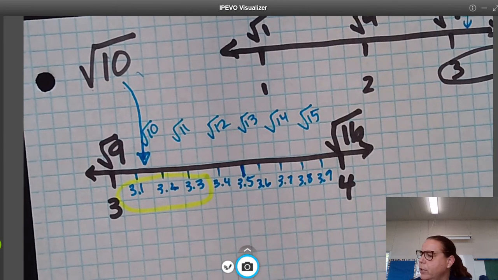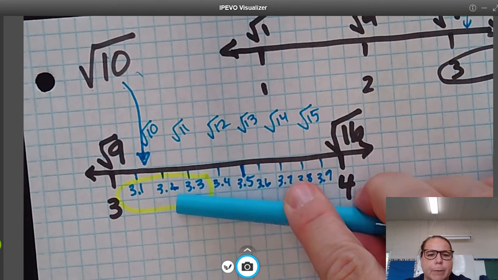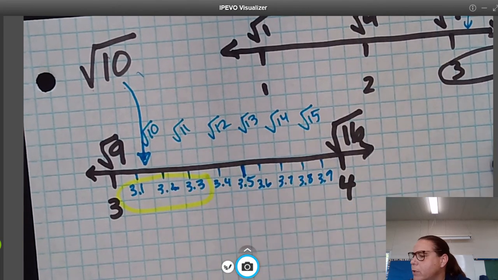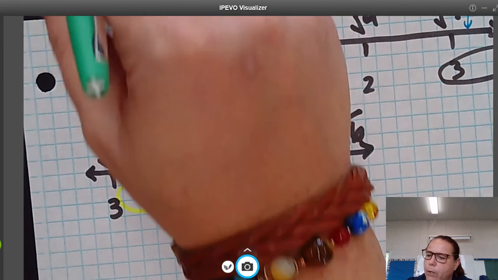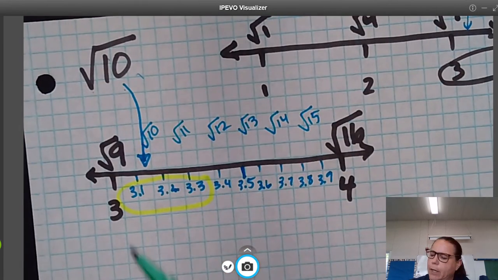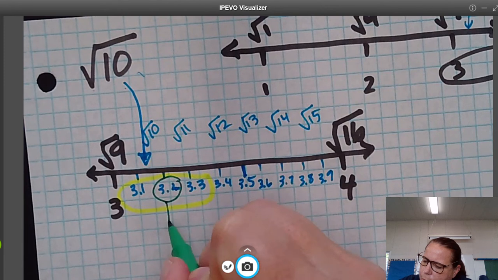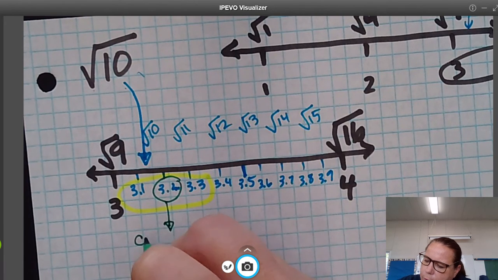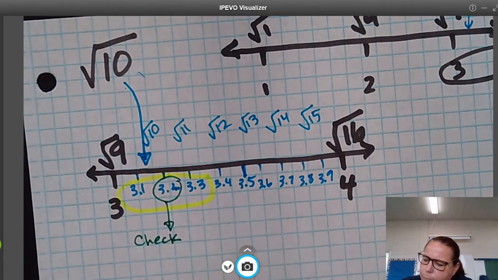So it's probably one of these first few. And in order to narrow it down, I'm going to pick 3.2 first. I just think that's a good place to start, and I can move on from there. So when I say pick 3.2 to start, we're going to check this one. We're going to check it.